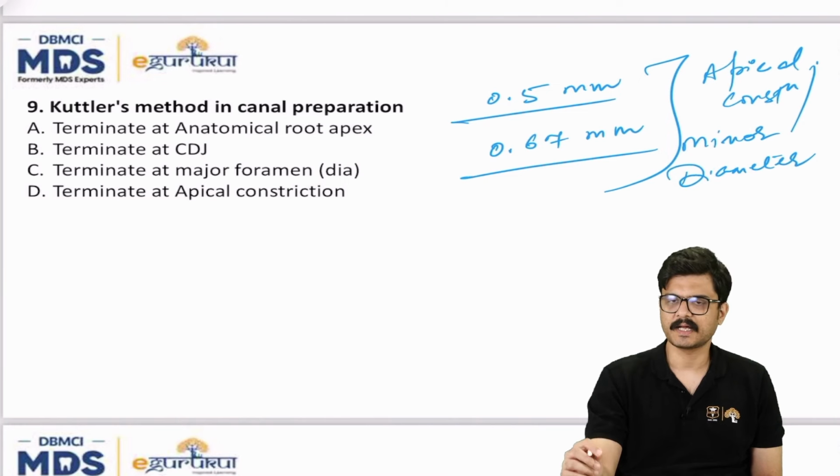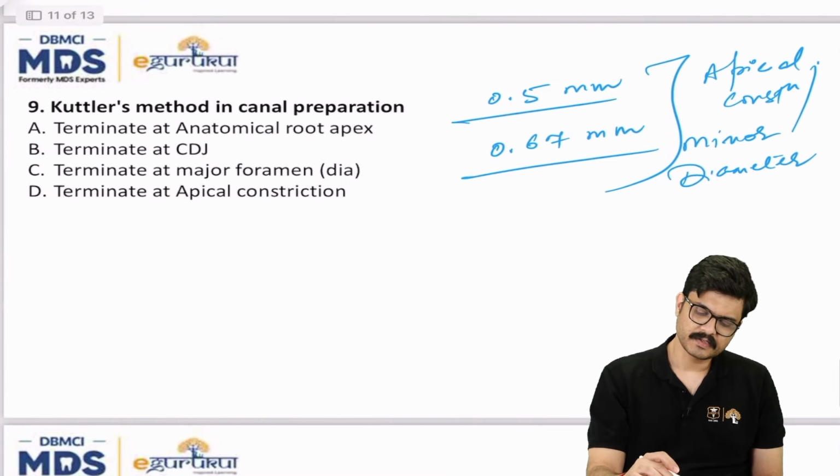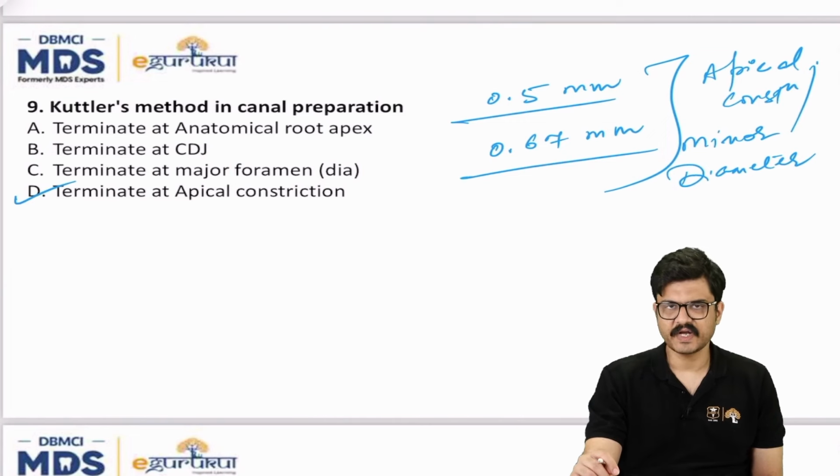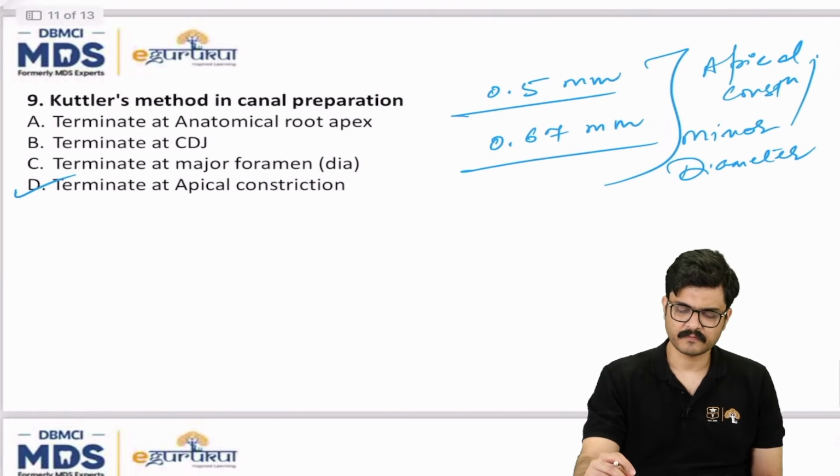Apical constriction and minor diameter are synonymous, right? So the answer here is, of course, the apical constriction. So answer is D, apical constriction.